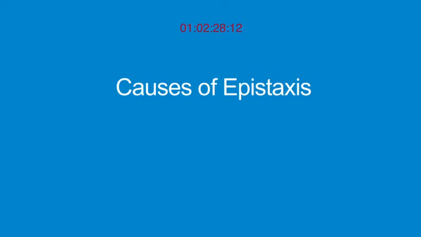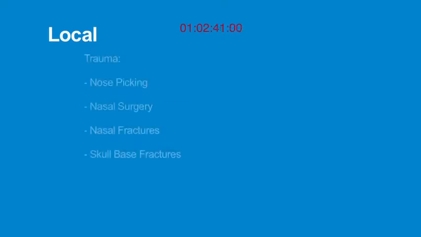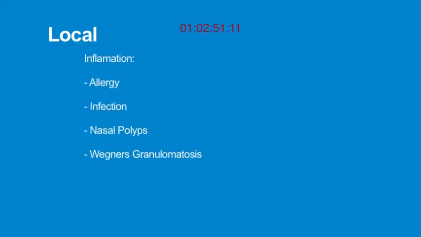The causes of epistaxis can be divided into local and general causes. Local causes include trauma, inflammation, structural abnormalities, drugs and tumours. The commonest form of trauma is repeated nose picking, but also nasal surgery, nasal fractures or skull base fractures can cause epistaxis. Inflammatory causes include allergy, infection, nasal polyps and Wegener's granulomatosis.